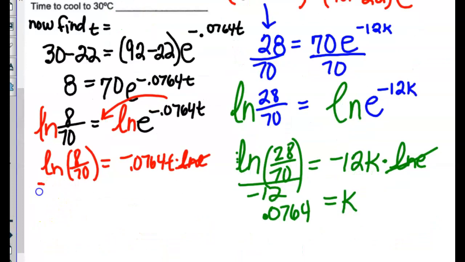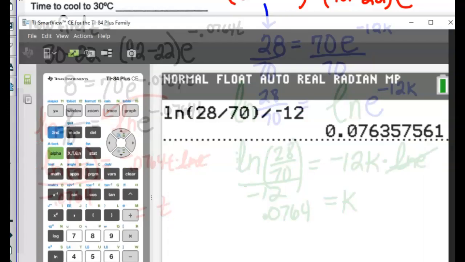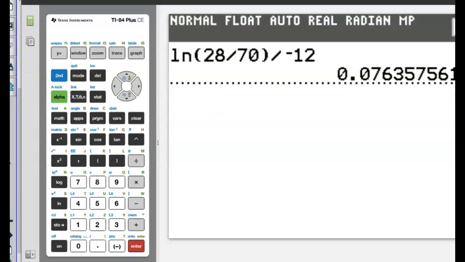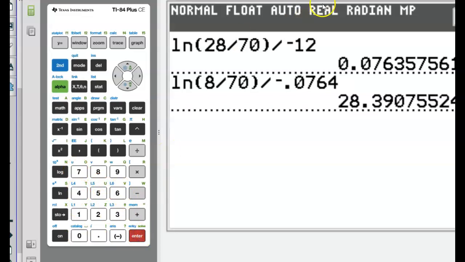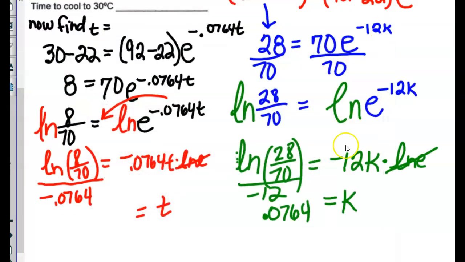So my final step is to divide by this, and I will have the time. So the process of solving is very similar for all of them. Was it 8 over 70? And then divided by negative 0.0764, right? So we get about 28 minutes, 28.4 minutes.